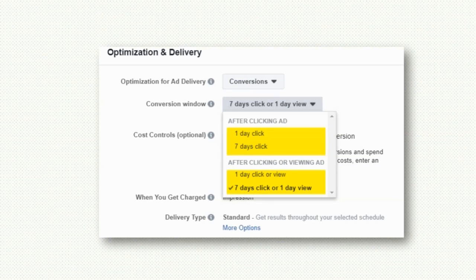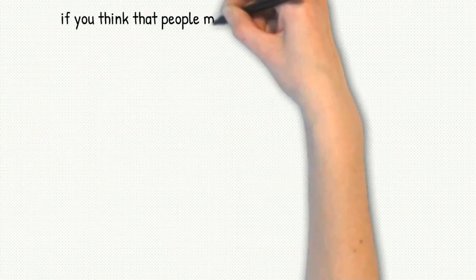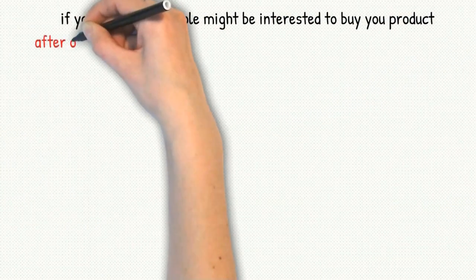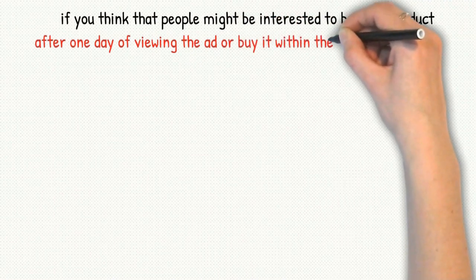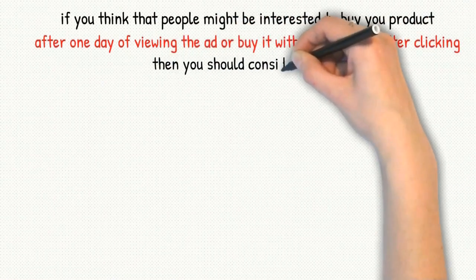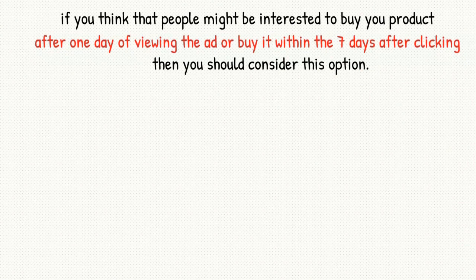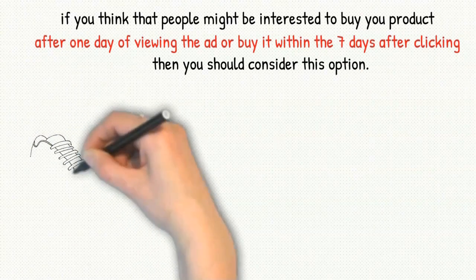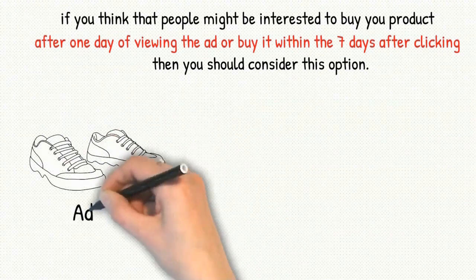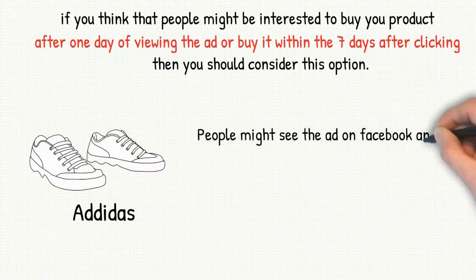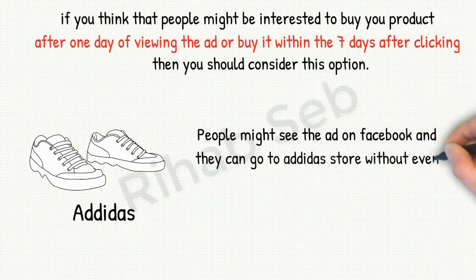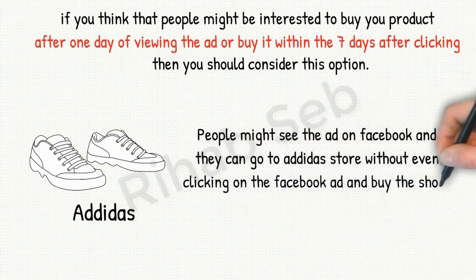Should we choose 7 days after clicking, or 7 days after clicking or 1 day after ad viewing? If you think that people might be interested to buy your product 1 day after viewing your ad, or buy it within the 7 days after clicking, then you should be considering this option. Let me give you an example. Let's say Adidas is putting an ad on Facebook to sell their new shoes. People might see the ad on Facebook and they can go to the Adidas store without even clicking on the Facebook ad and buy the shoes on the same day.